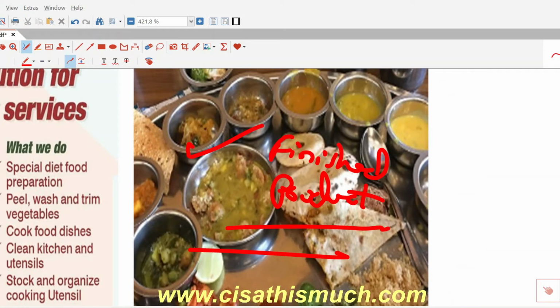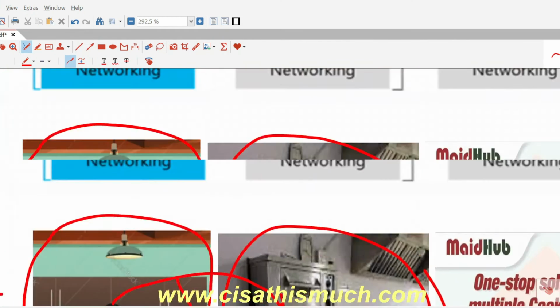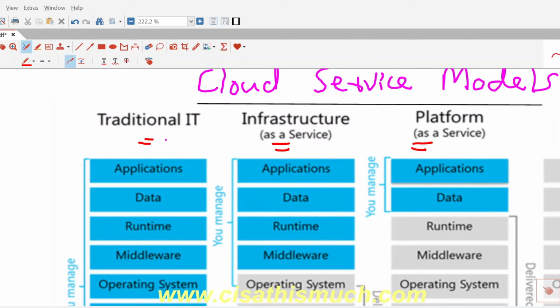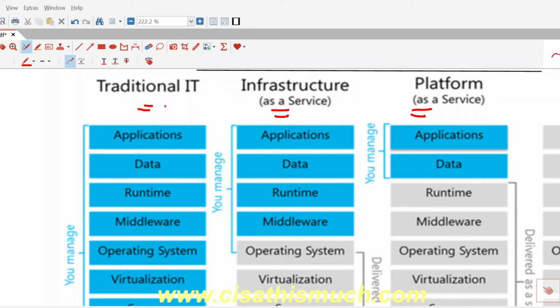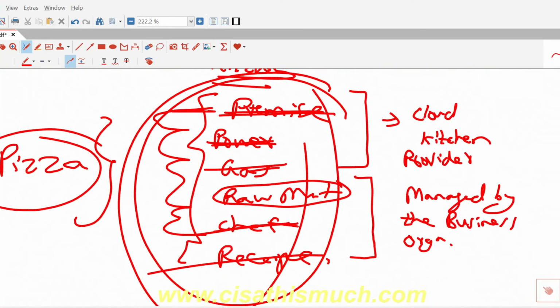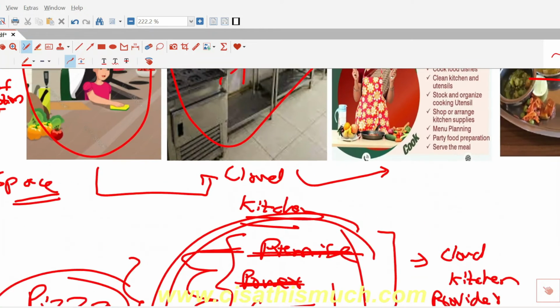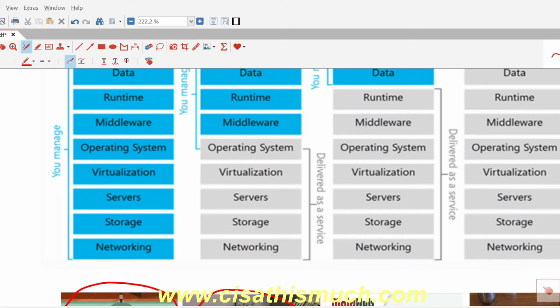So you are getting the product itself. Try to keep this example in your mind, and then this entire cloud service model will become much easier. Whenever we talk about IT, and this is something we have also discussed in domain 4, when we were discussing operating systems and everything, we discussed the basics of IT. The way I mentioned, for making the food you require everything, right? You require premise, power, gas, raw material, chef, recipe, everything. Similarly here also in IT, you will require everything.